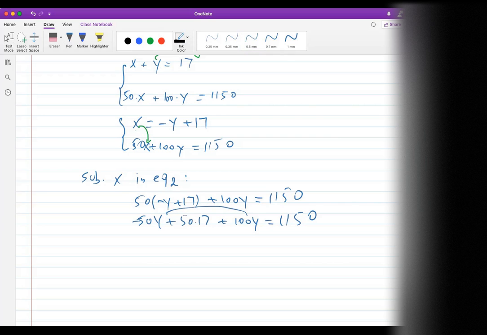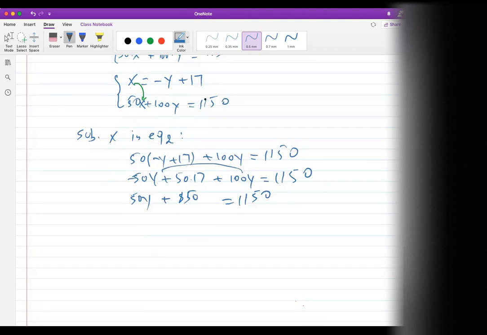What do you get? Negative 50y plus 100y would be, what's negative 50y plus 100y? It's 50y. If you multiply these, you get 850. Okay, and 1150. And what is the next step?